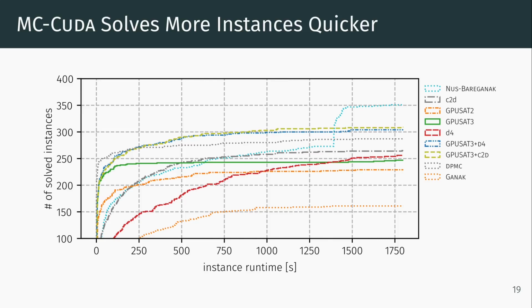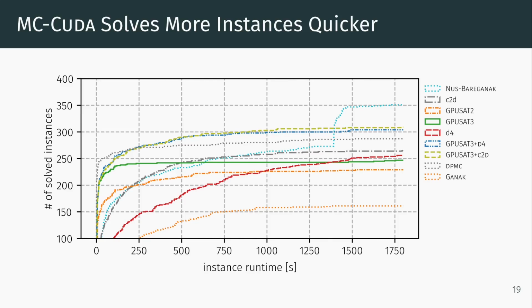We compare our new implementation GPU-3 to its predecessor GPU-2. We also compare to the most successful implementations of the model counting competition of last year, which are D4, C2D, and the NUS Bear Ganyak portfolio. We have also included Ganyak by itself for reference. Furthermore, as an addition to the published version of the paper, we have added the DPMC solver in its most current version of the model counting competition of this year. Lastly, we have added two portfolios of our new implementation GPU-3 and D4 and C2D respectively.